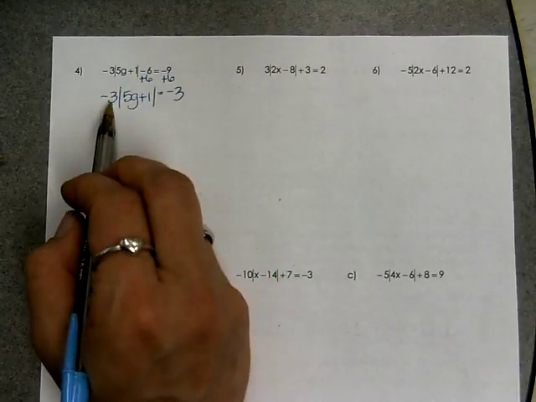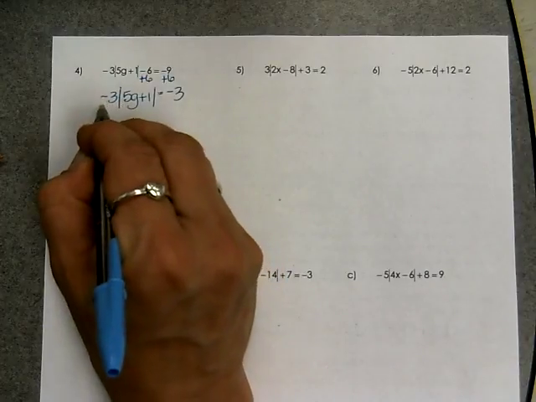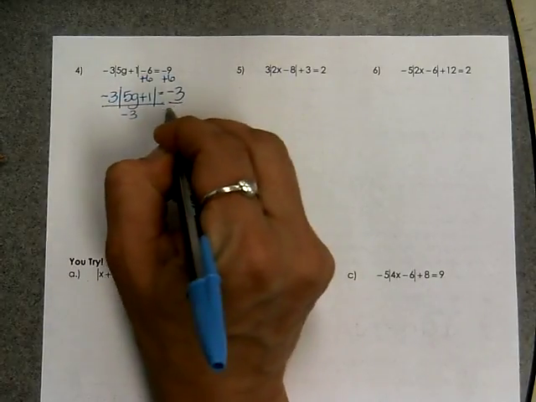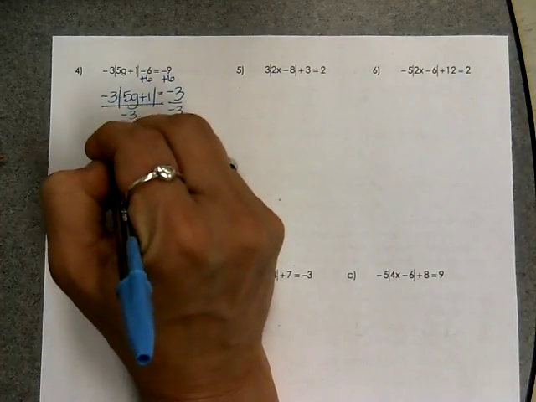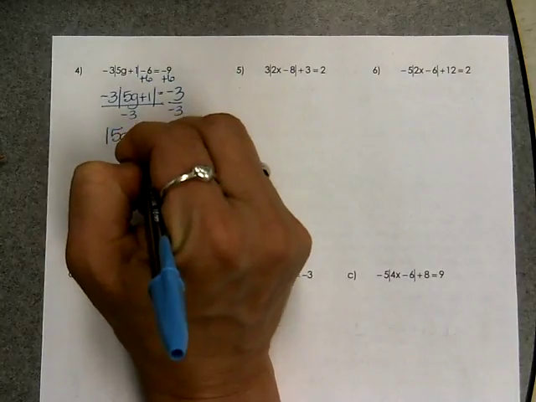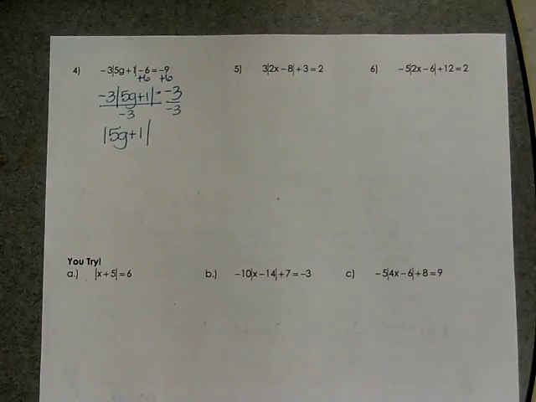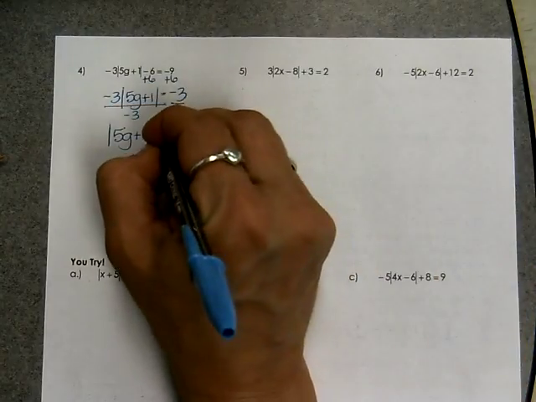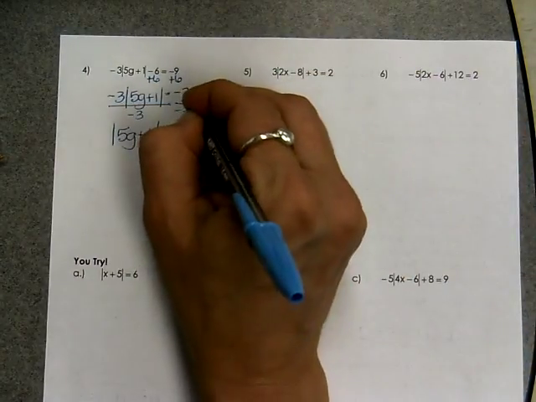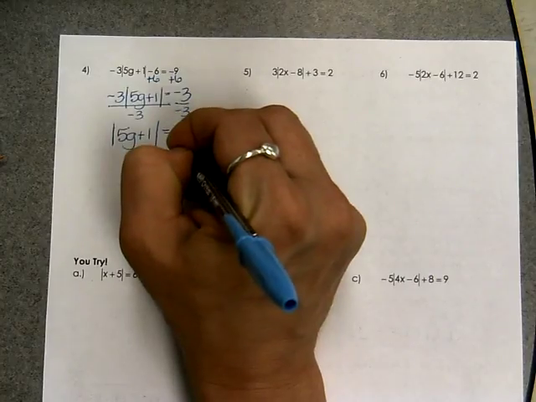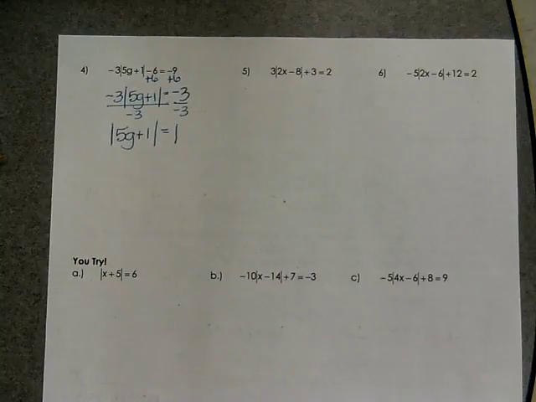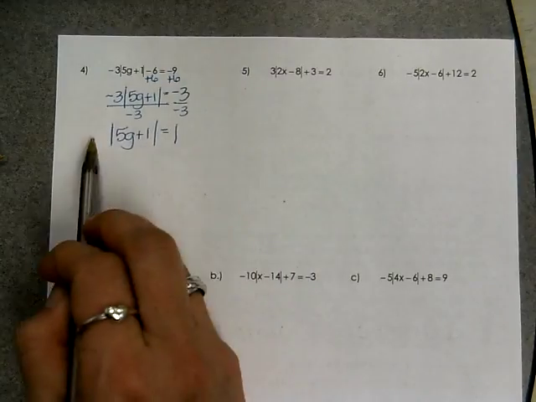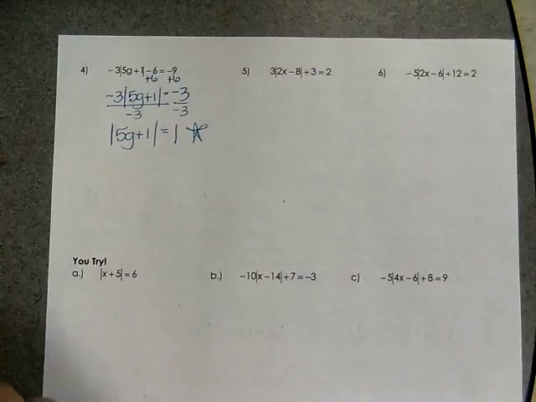Okay. Not isolated yet. That's still in the way. So let's divide by negative 3. And I have the absolute value of 5g plus 1. And then negative 3 divided by negative 3 is just 1. Now, my absolute value is isolated, so that's step 1.